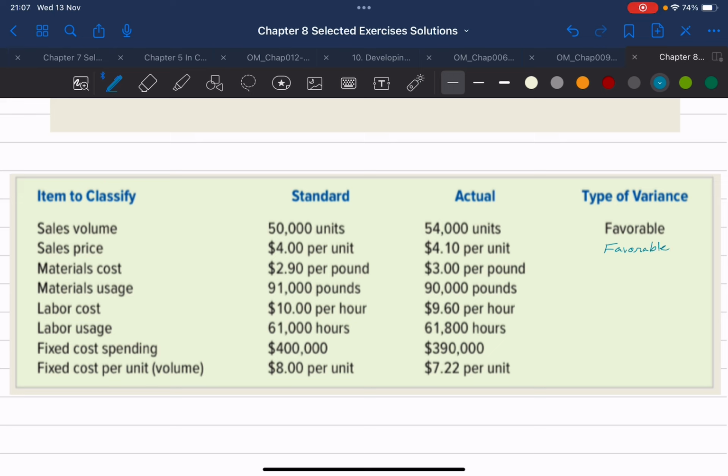Next, materials cost. Now we are talking about a cost. The standard is $2.90, whereas the actual is $3 per pound. So as you can see, the cost here is higher. The actual cost is higher than the standard. And because it's a cost, it's unfavorable to have or to incur higher costs per unit, right? So for this one, of course, that variance is unfavorable.